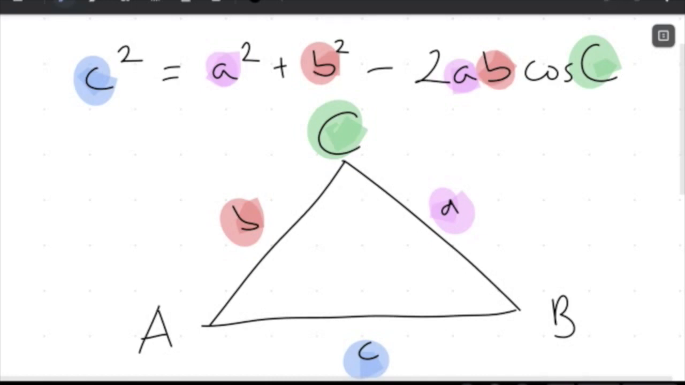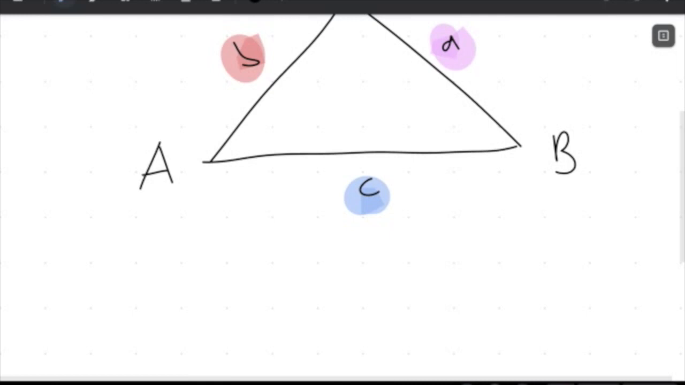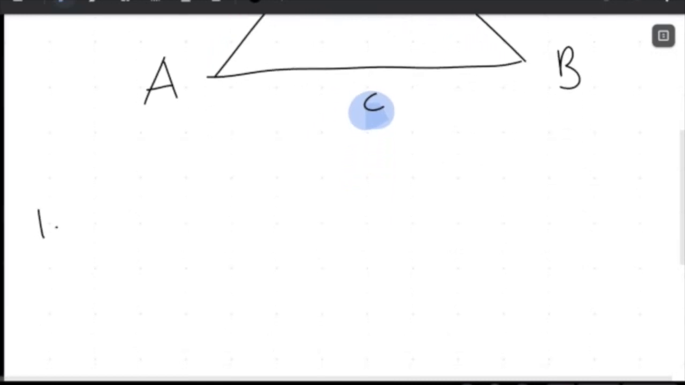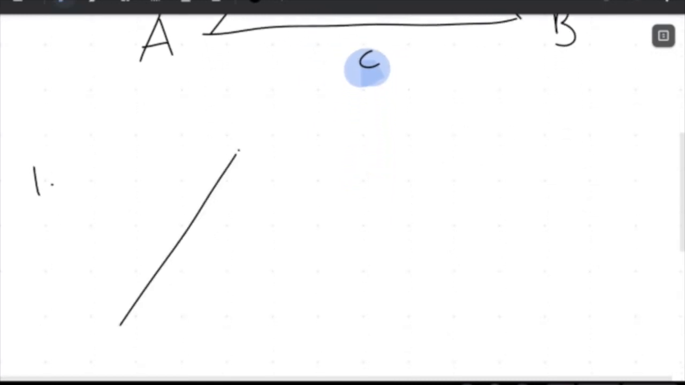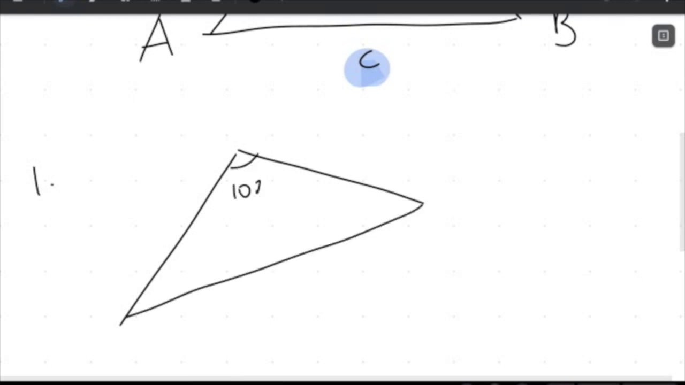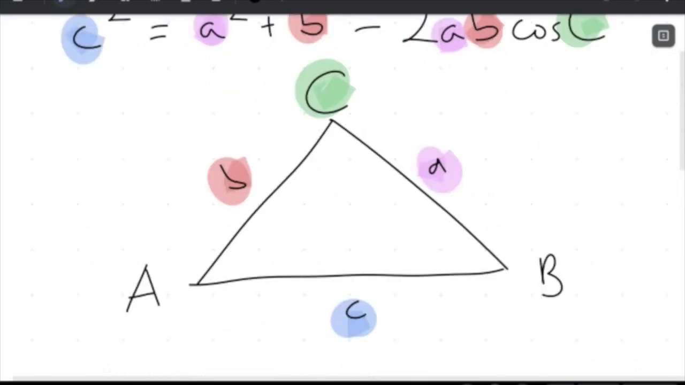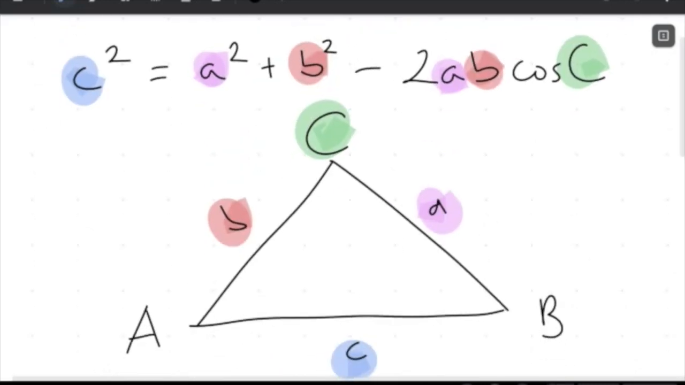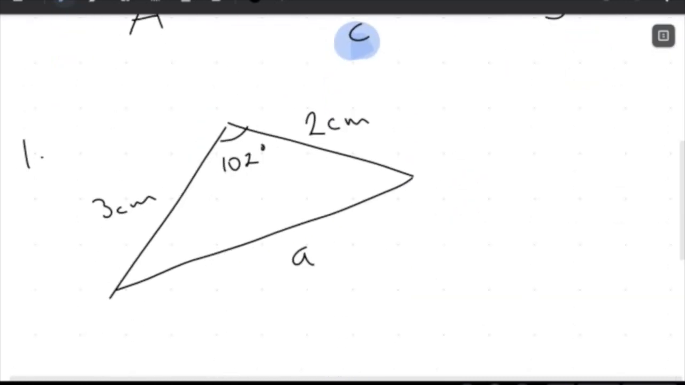So let's just jump straight into an example and look at how we can use this particular rule. I've got this triangle here. I have an angle of 102 degrees. I have a side of 2 centimeters here, 3 centimeters, and I have a side a here. Now, the side that is the subject of the equation, as we see up here, is the unknown, the one we want to find.